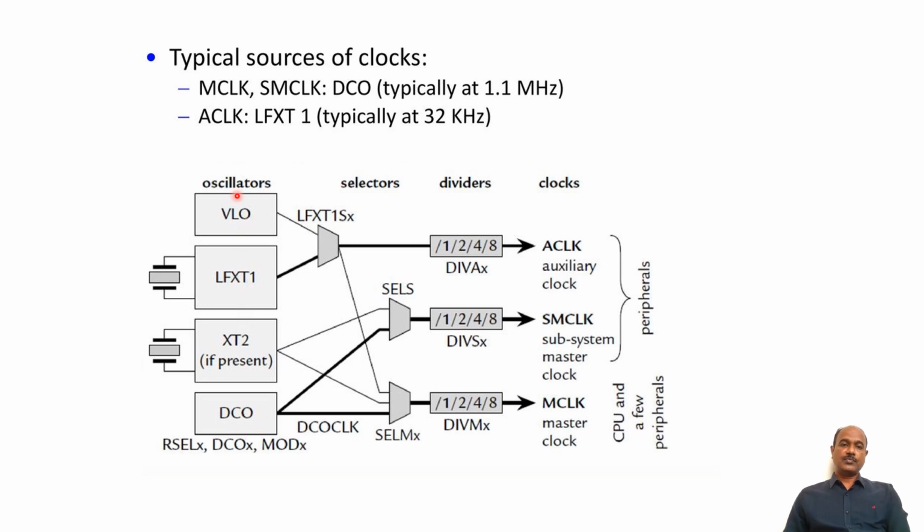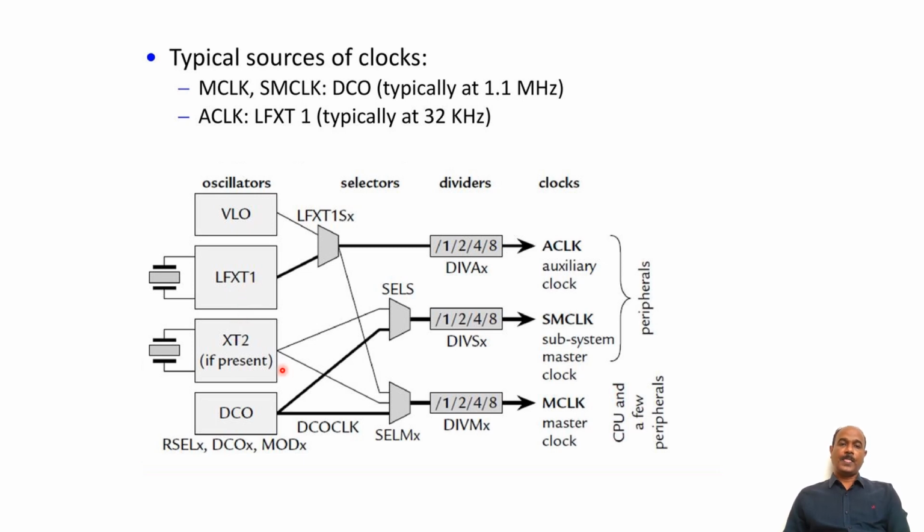The other two types of oscillators present in the MSP430 are LFXT1 and XT2. LFXT1 stands for low frequency crystal oscillator and XT2 stands for high frequency crystal oscillator. These two oscillators need an external crystal to be connected to generate the clock pulse. But their advantage is that their accuracy is quite high compared to this VLO and DCO. The accuracy of these crystal based oscillators is very high.